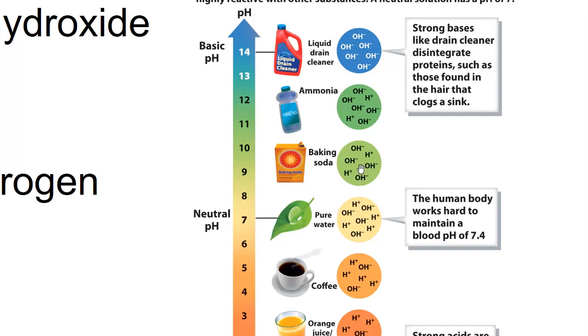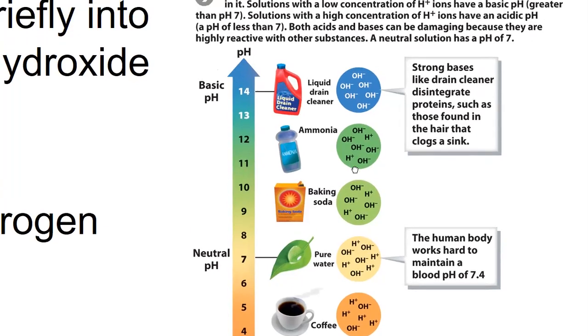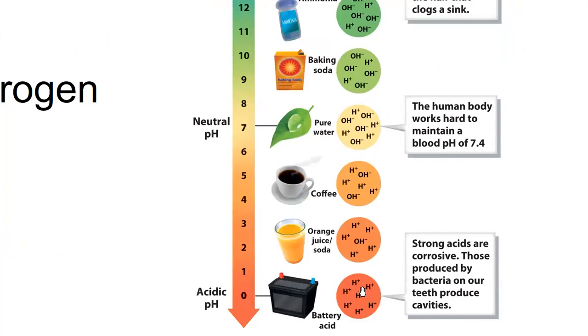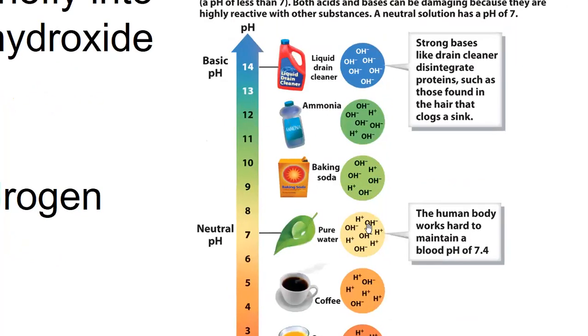Okay. Now, as we move up to baking soda, 1, 2, 3, 4 hydroxyls, 2 OHs. And we move up over here and we see all the OHs, hydroxyls. There are not any H pluses. Very interesting. It is the exact opposite of this. No OHs. No H's. Very strong, very dangerous.